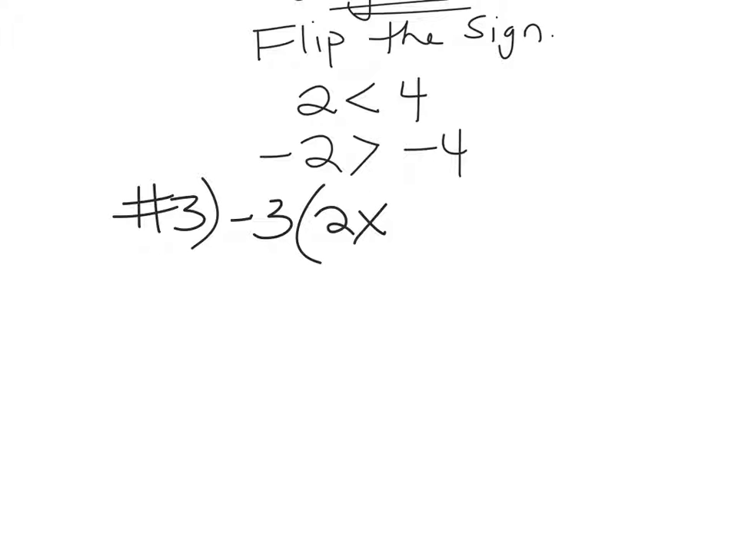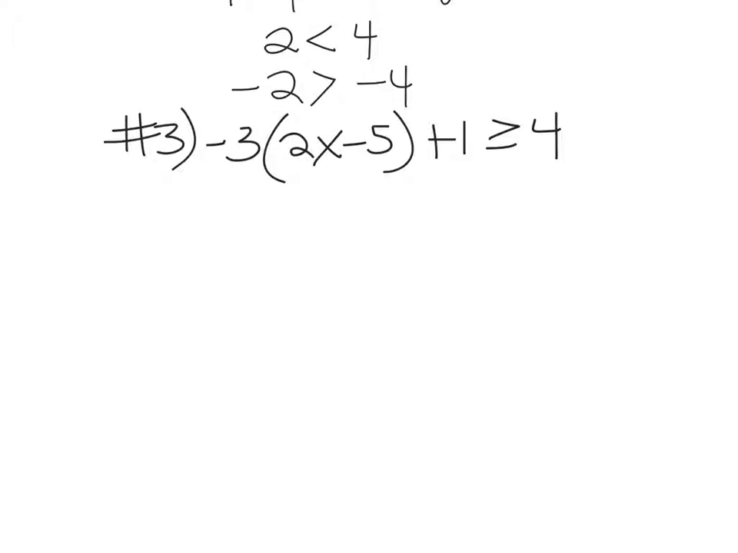-3 times 2x minus 5 plus 1 is greater than or equal to 4. All right, just like equations, those of you who love to show work out there, if you want to get full credit on your homework, you're going to write down the inequality and you're going to show work and solve, okay? If you don't want full credit on your homework, then don't do it. That's fine. It's your option. All right, let's go.